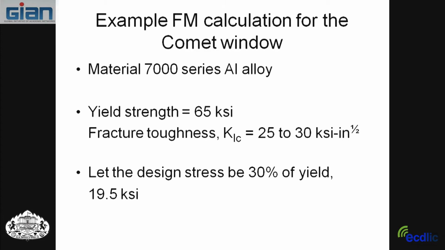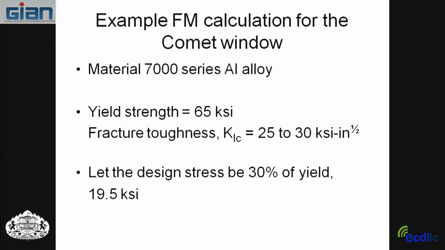They used the 7000 series aluminum alloy, which has yield strength in English units about 65, and fracture toughness of aluminum is pretty low. I showed you some examples. You probably didn't memorize these numbers, but aluminum usually no higher than 35. However, 7000 series is particularly brittle and has K1C in that range.